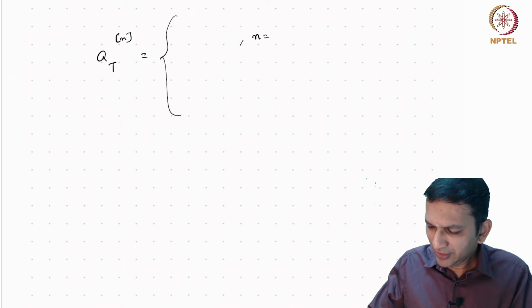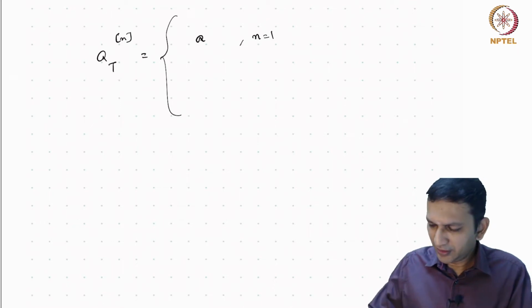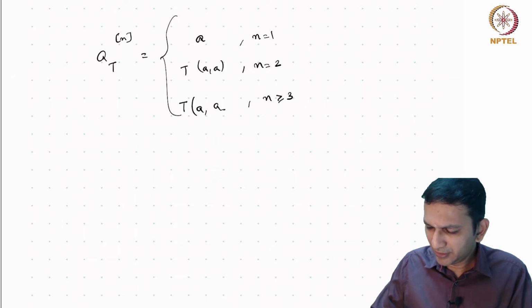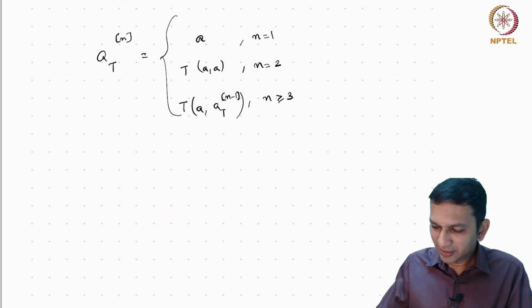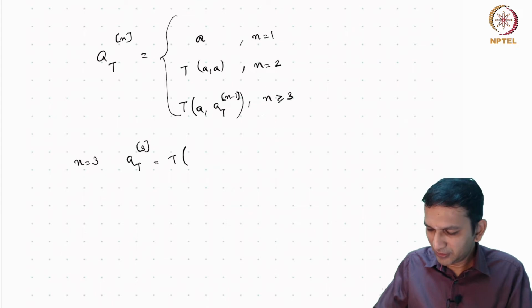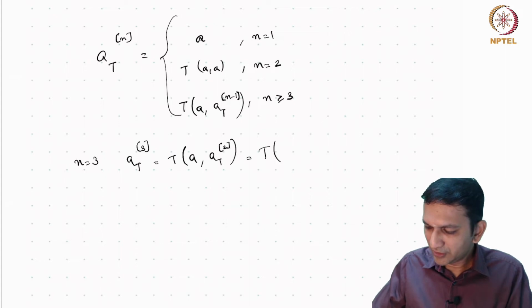If n is 1, then this is simply A. If n is 2, then this is simply T of A, A. And for all n greater than or equal to 3, we can write this as T of A_T^(n-1), A. So recursively we define this. It is clear that if n is equal to 3, then A_T^3 is T of A_T^2, A, which can be written as T of T of A, A, A. Now, by associativity, we can remove this and talk about this itself.